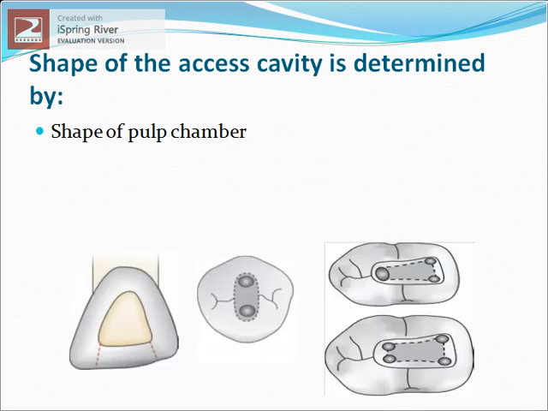The second factor is the shape of the pulp chamber. The final outline form of the access cavity should reflect the shape of the pulp chamber. The access cavity outline form is triangular in anterior teeth, ovoid buccolingually in premolars, and trapezoidal or triangular in molars.